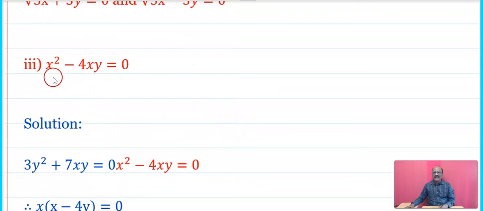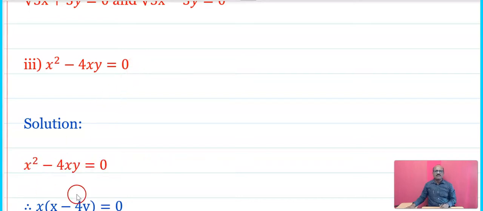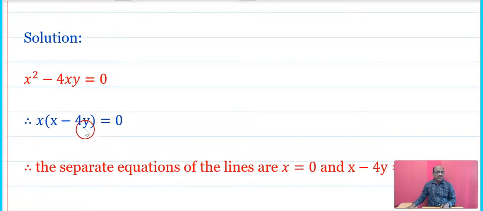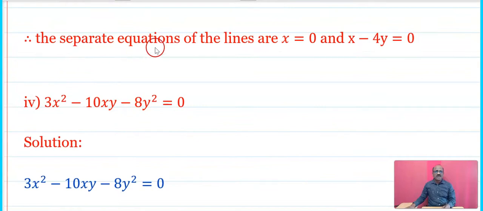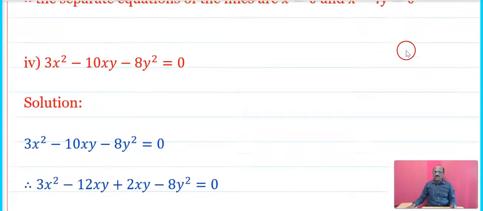Very simple. x² − 4xy = 0. Again, x² − 4xy = 0, you can take x as common. Then in bracket you will get x(x − 4y) = 0. The separate equations are x = 0 and x − 4y = 0.